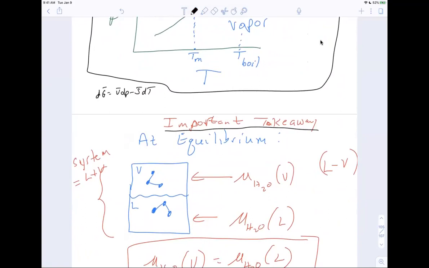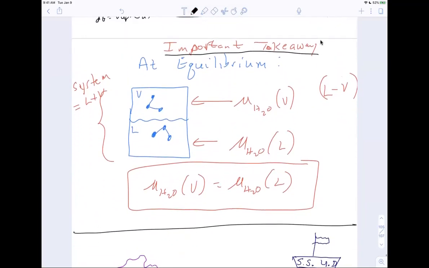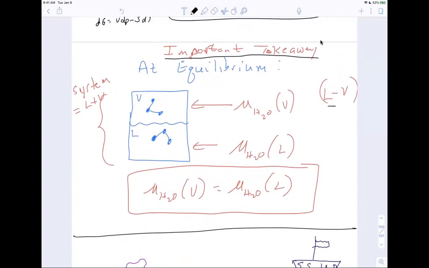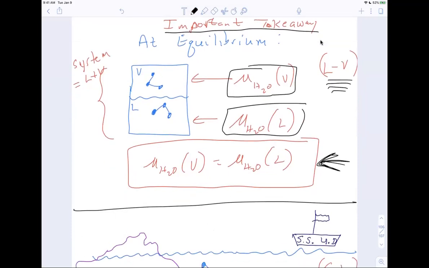Okay, so an important takeaway that I want to stress, and this is always good for multiple choice, is that at equilibrium, let's say you have a system that's in liquid-vapor equilibrium, and here I've shown water, with the liquid and the vapor phases in equilibrium. I want to stress that the chemical potential of a molecule in either phase, mu H2O in the vapor and mu H2O in the liquid, are going to be equal, because our system is the liquid plus vapor combination.